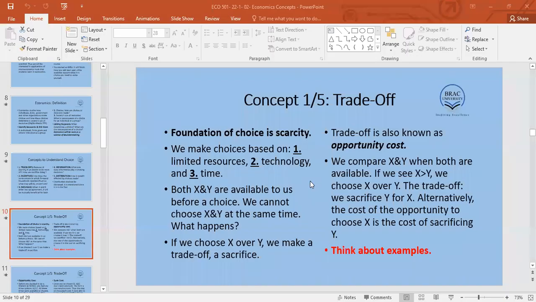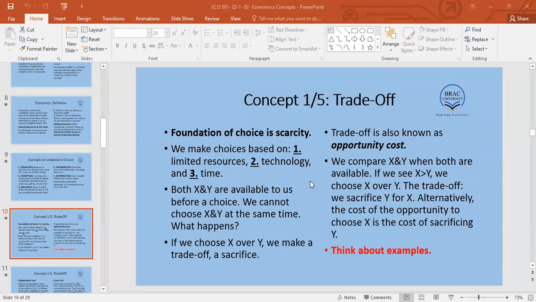If we use the word trade-off, it means sacrificing. That means if X and Y both are available for me to choose, I cannot choose both at the same time. Why can't I choose both? Number one, I may not have the money to buy both. I may not have time to consume both. So I will try to choose one over the other.